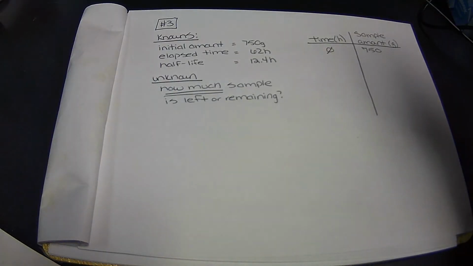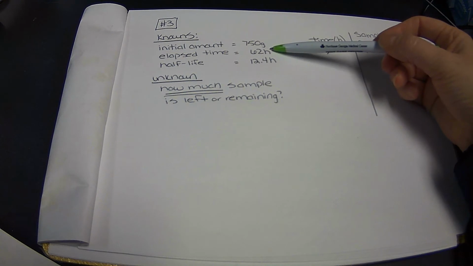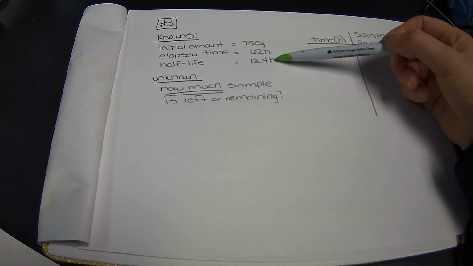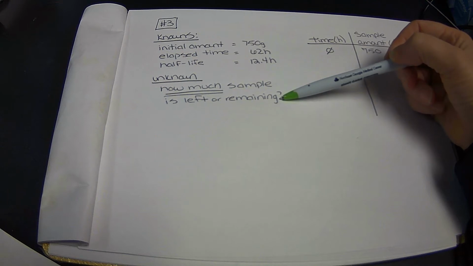So let's take a look at what we know. We know the initial amount is 750 grams. The elapsed time is 62 hours. That's how much time has gone by. Half-life is 12.4 hours, and we want to know how much is left.